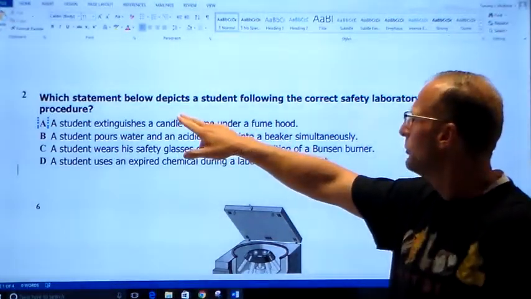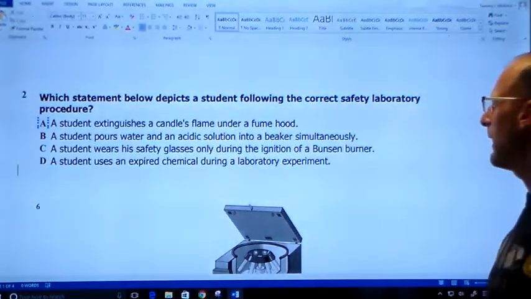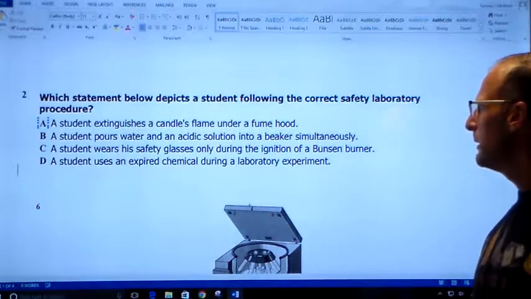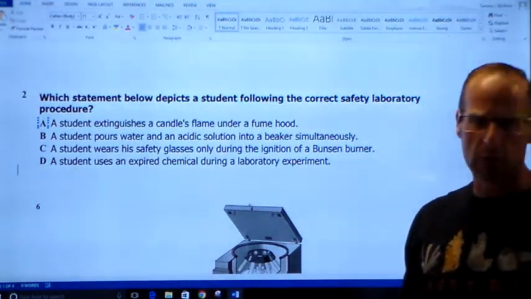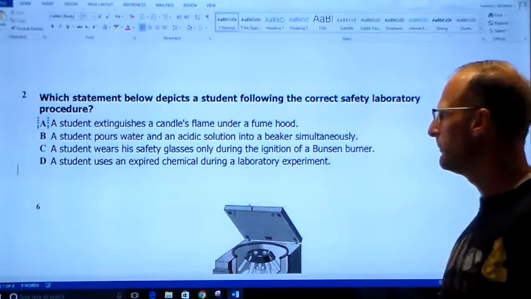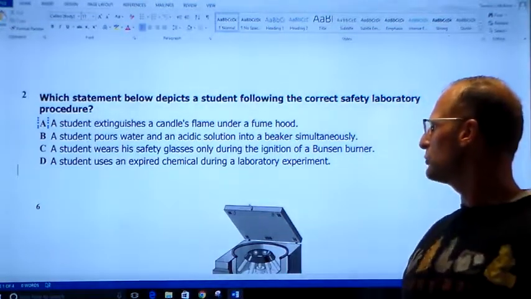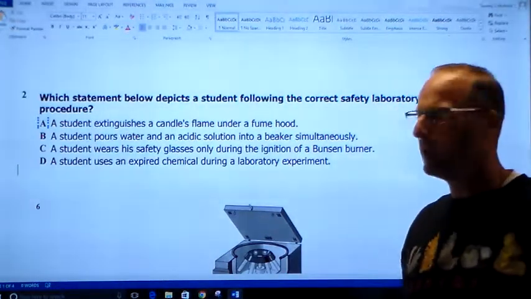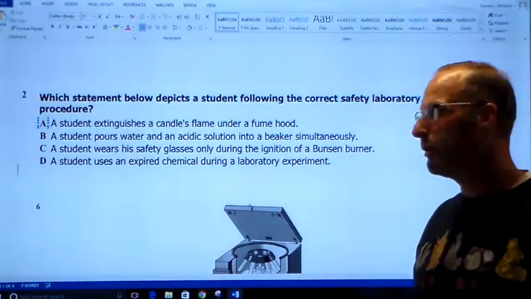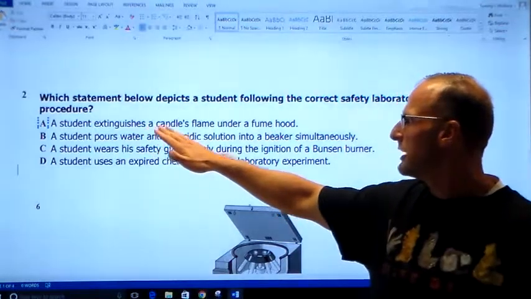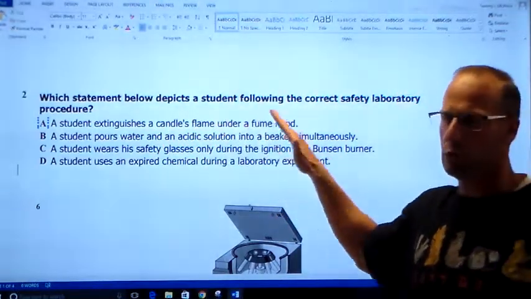Which statement below depicts a student following the correct lab safety procedure? A student pours water and an acid into a beaker simultaneously. That's wrong. Do what you oughta: add acid to water. The student wears his safety goggles only during. No, always wear safety goggles. A student uses an expired chemical. No. So the answer is a student extinguishes a candle's flame under a fume hood.